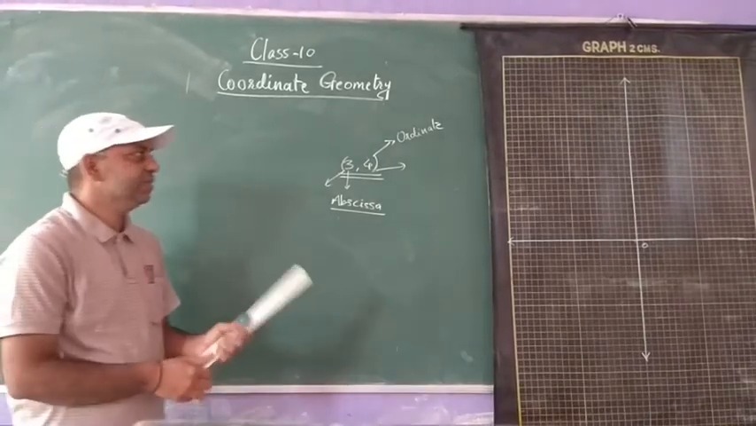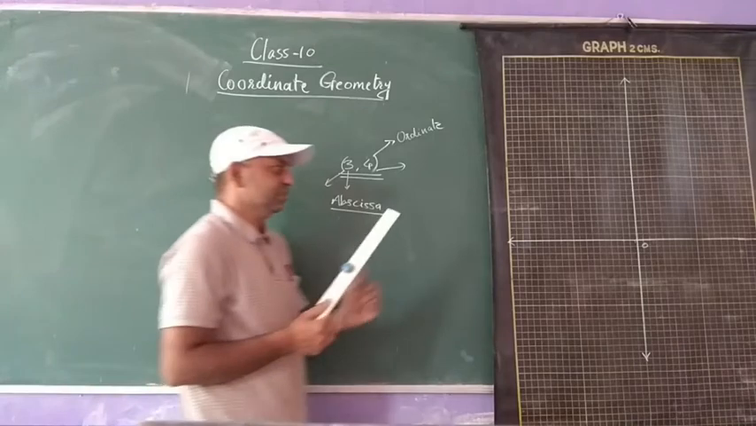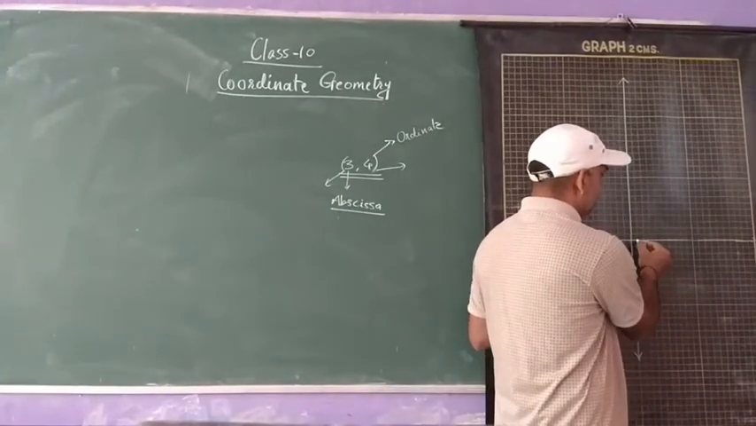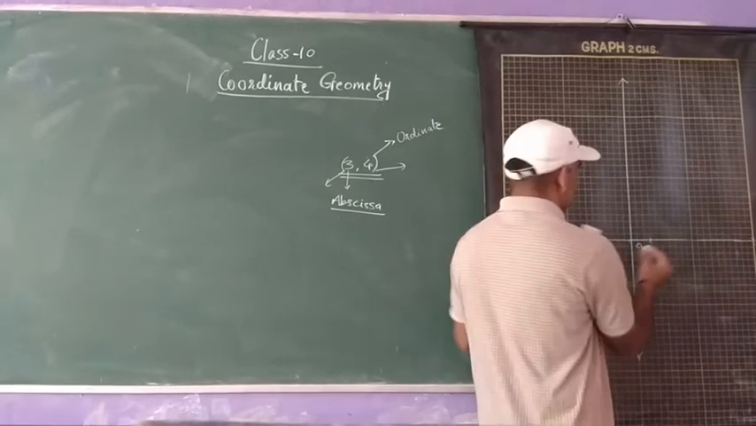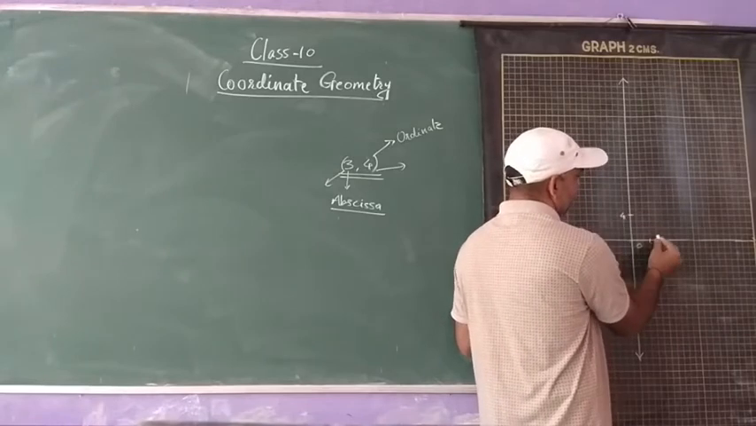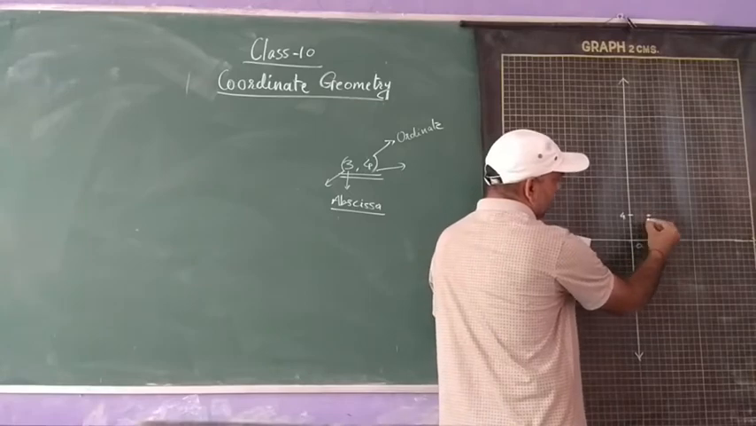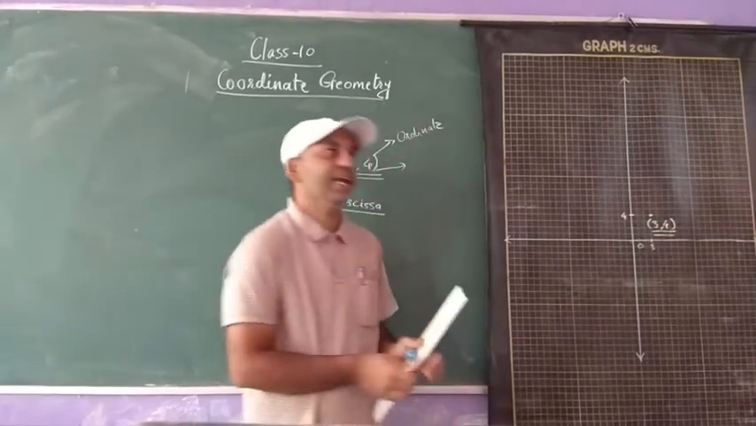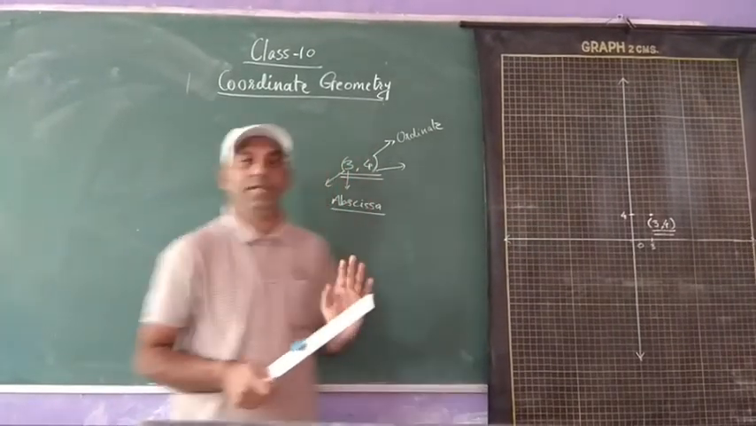So we can easily find the position of this point. If this is the abscissa, see here in the graph, this is 1, 2, 3, and this is 1, 2, 3, 4. So this is 4 and this is 3. Then the position of this point is here. So this point is (3, 4). So we can easily find the position of any given point on the coordinate plane.